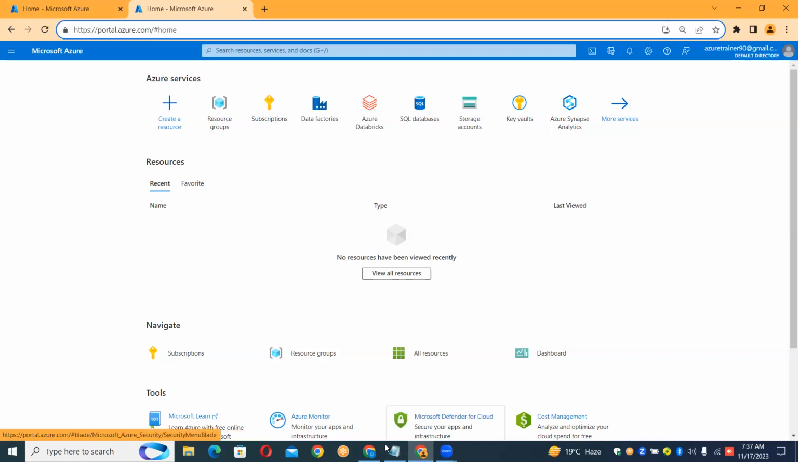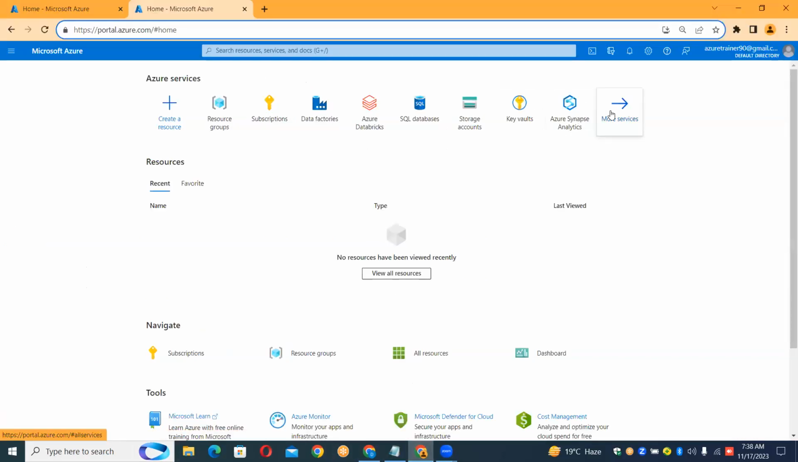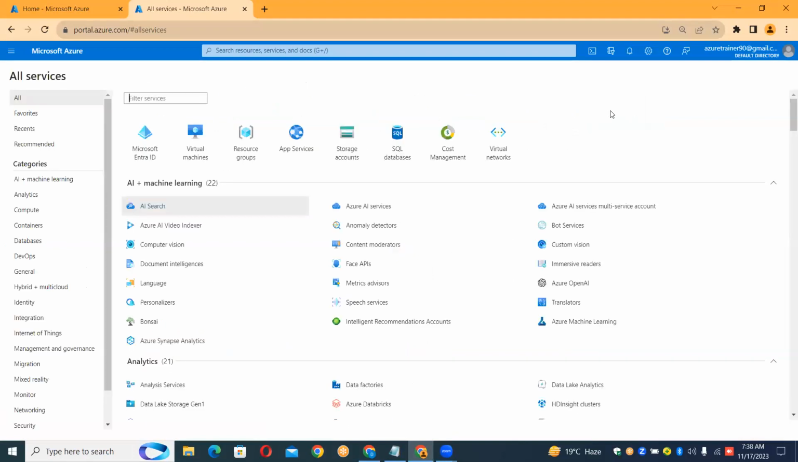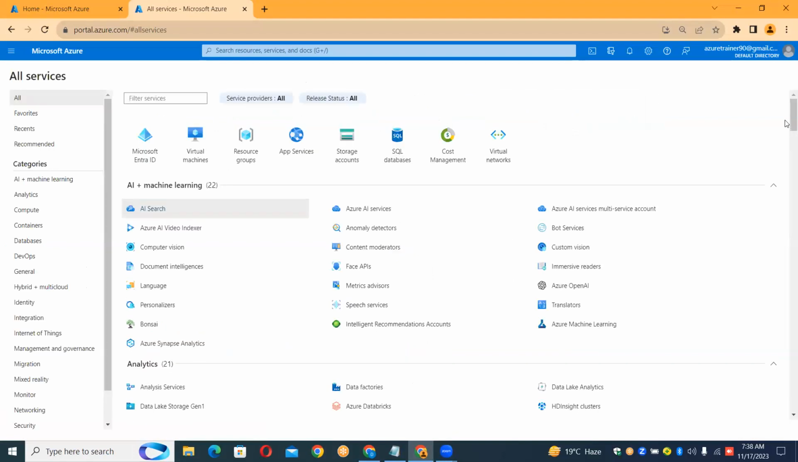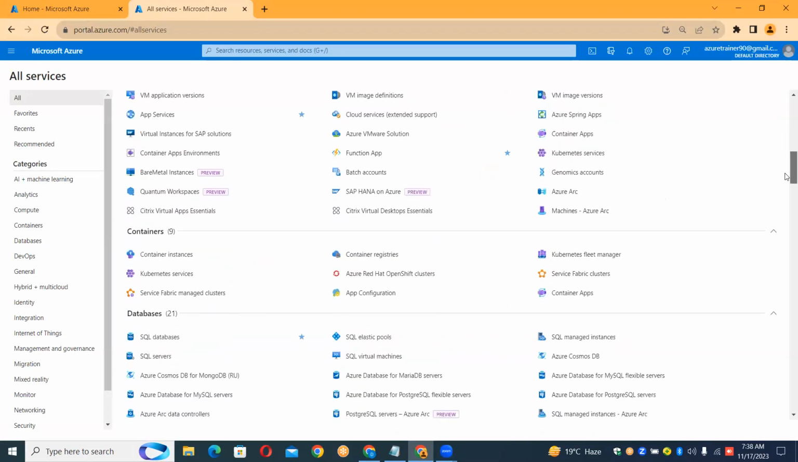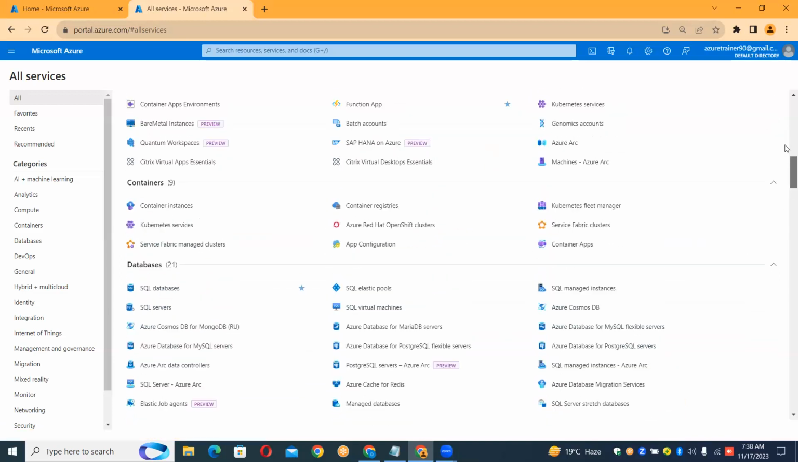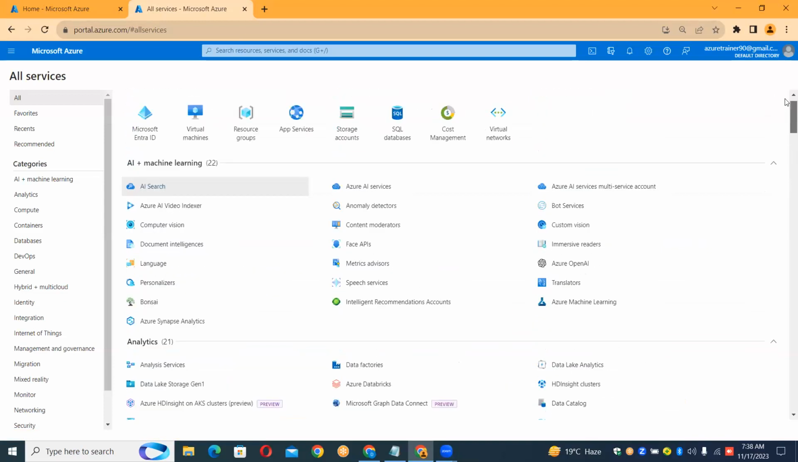Let's see what all the storages are. These are the only 6 storages we have discussed so far, so I will show you the rest as well. For that, click on more services. Now you can see some of the storages we have. There are 21 database storages. Different databases are supported here. And apart from this, these are some of the basic storages.